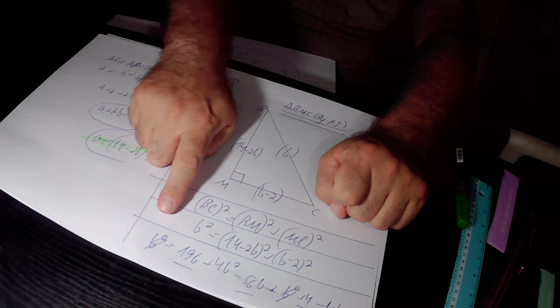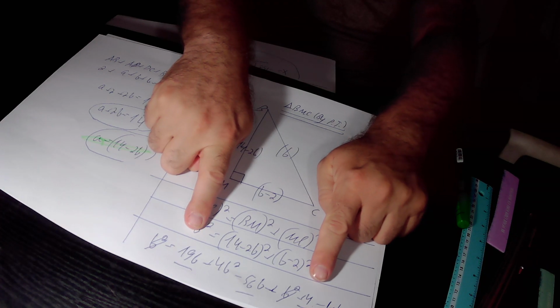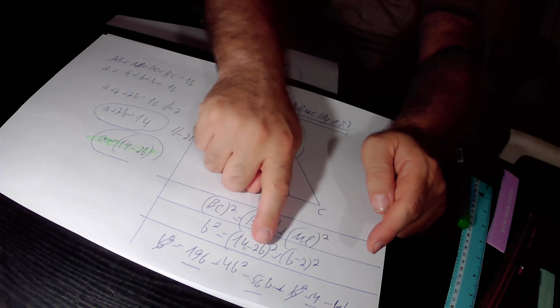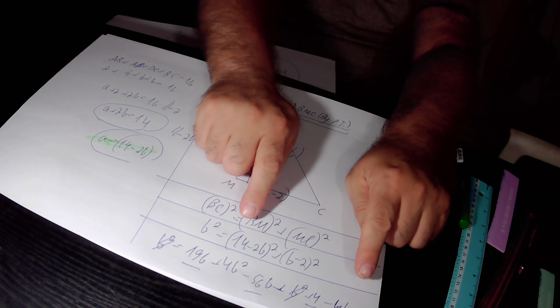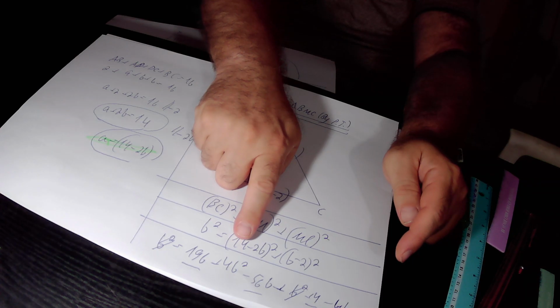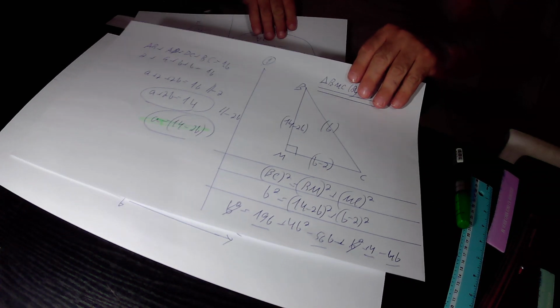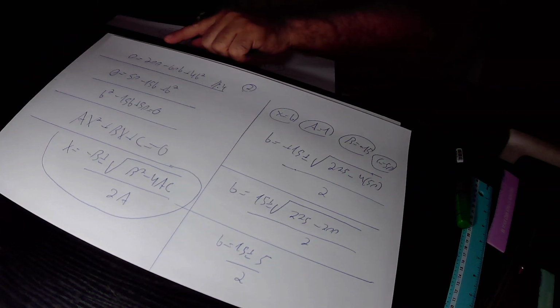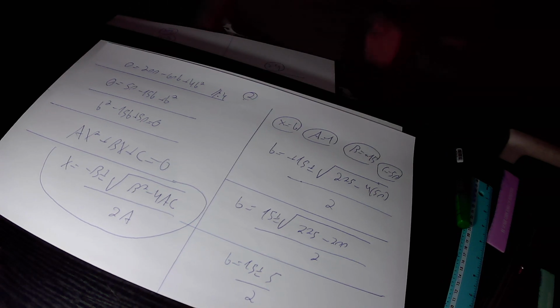After we cancel B squared on this side of the equation, we are left with 0. On the other side of the equation, we have 196 plus 4, which is 200. And we have minus 56B minus 4B, which is minus 60B. And we also have 4B squared. So in total, 0 equals 200 minus 60B plus 4B squared.